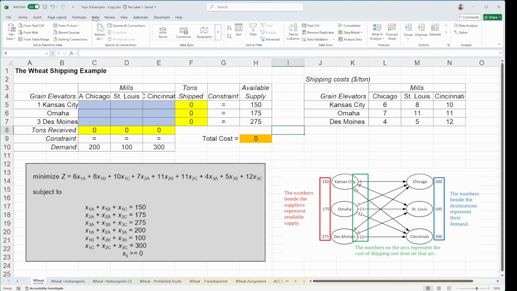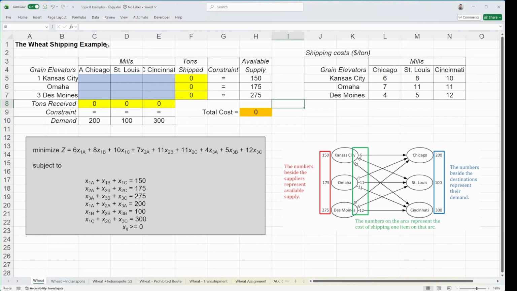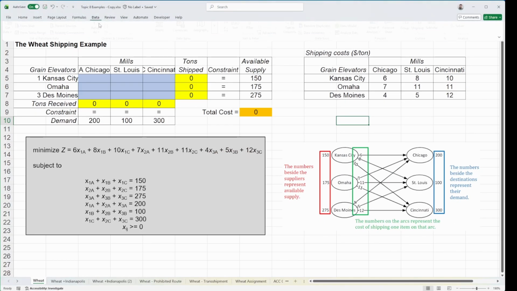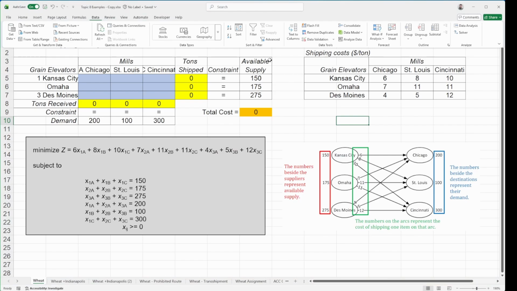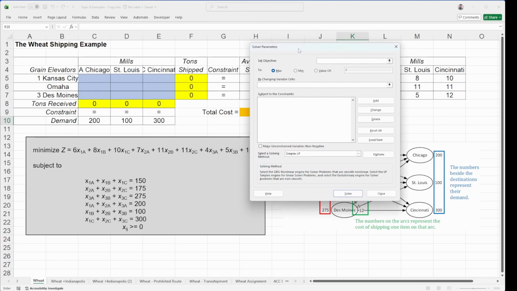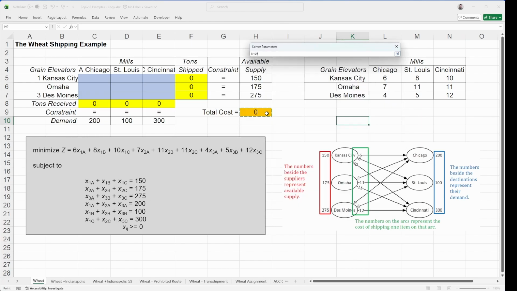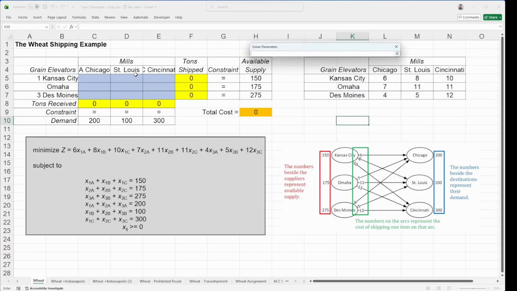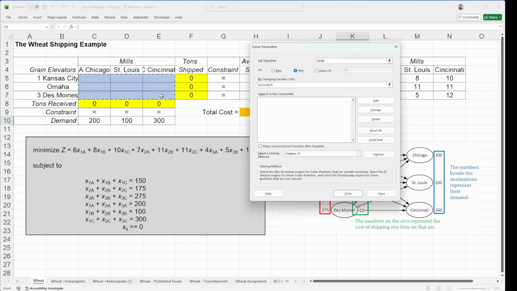We just need to go to the data tab. First, you have to make sure that you have the solver plugin installed. Then click on solver. The objective is the orange cell, and we're minimizing the shipping cost. So the variable cells are the blue ones.